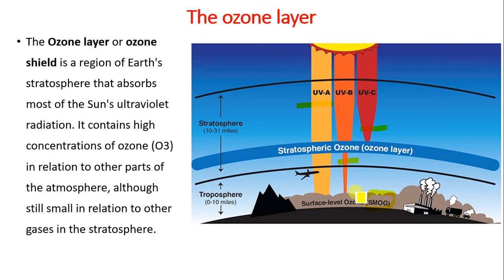Ultraviolet radiation B was absorbed, but only a little was able to pass through. The same thing with ultraviolet A, though more passed through, but it was still absorbed. So it helps to reduce the ultraviolet radiation that reaches the Earth's surface.